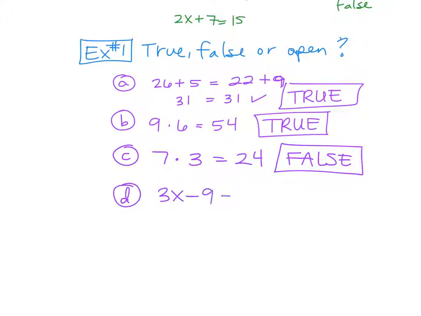3x minus 9. I love it when you guys call it ahead of time. 3x minus 9 equals 21. That's open. Why is it open? Right. If it has a variable in it, it might be true, it might be false. We don't know. It depends on what you plug in for the variable. So it's open. Could be either one.